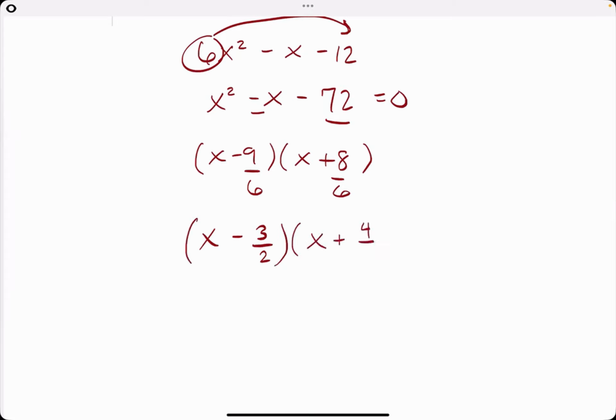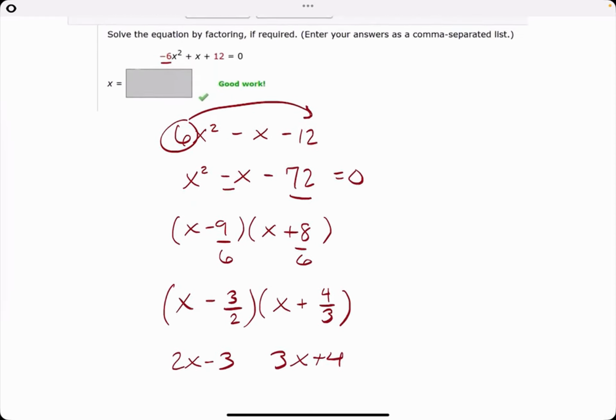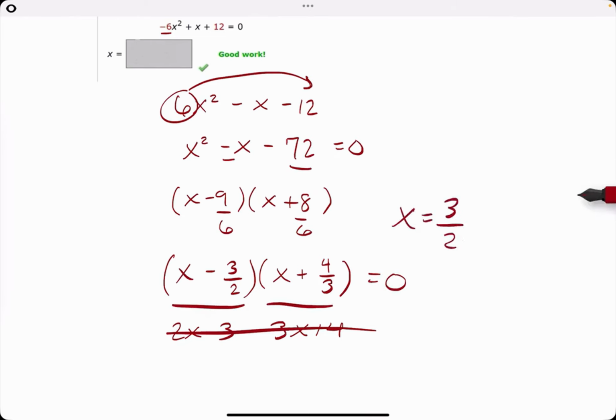And we get 4/3. Now, at this point, if we were just being asked to factor, the correct factors would be 2x minus 3 and 3x plus 4. However, if we are just solving for x, it might be easier to sort of leave them like this, because you're setting each of these factors equal to 0. And when you solve for x here and here, you're going to get essentially the opposite of each of these. So, 3 over 2 and negative 4/3.